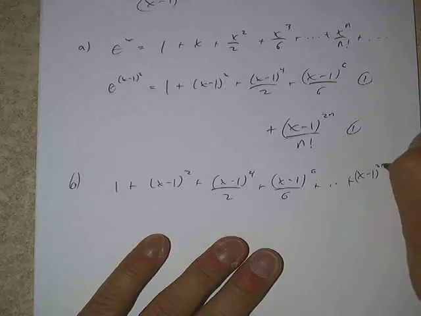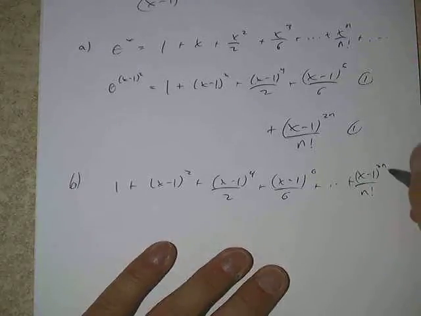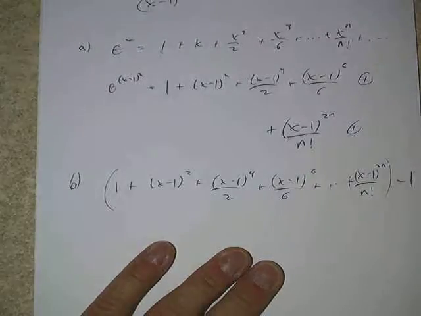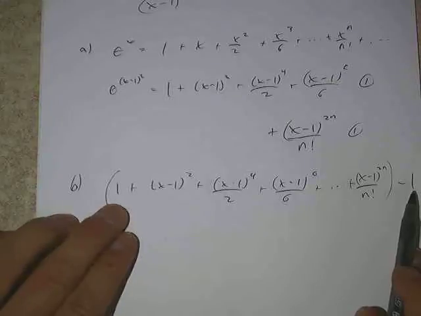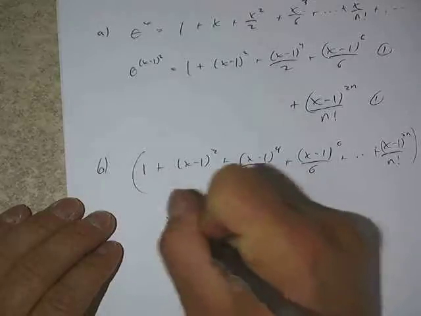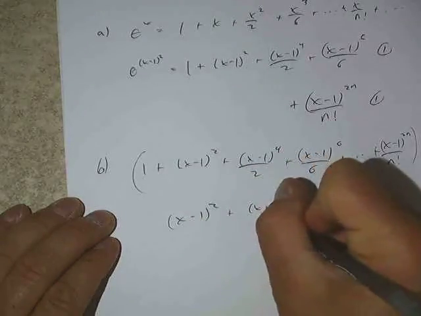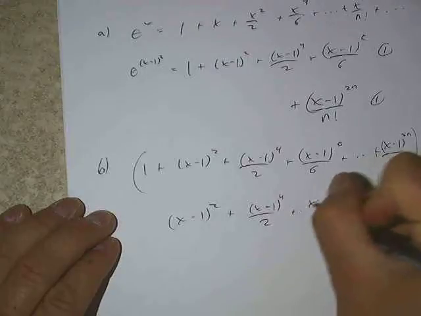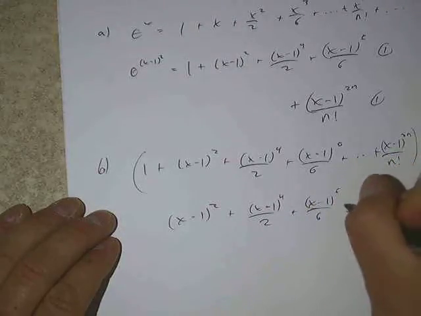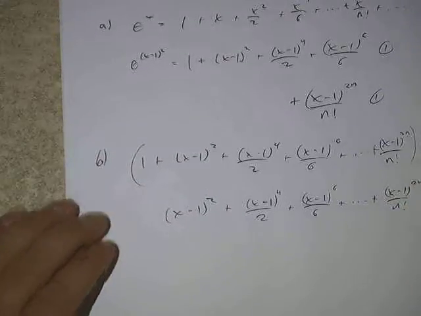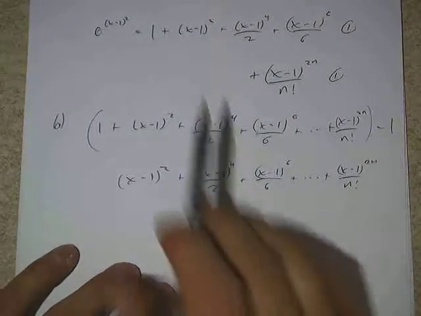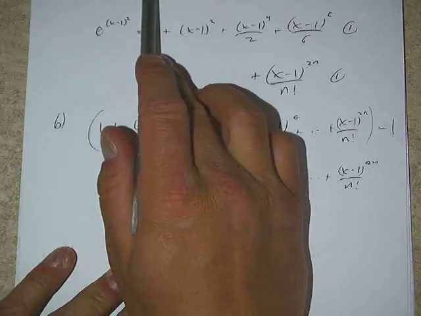Remember, that's what we're doing to get from this one to this one. We already have this one all set up. All we need to do to get this new one is take this whole thing, subtract 1, and divide by this. That's what we've done to our original Taylor series. So let's see how that would look then. I'm going to take 1 plus (x minus 1) squared plus (x minus 1) to the 4th over 2 plus (x minus 1) to the 6th over 6, and so on, and keep in mind it goes to the general term, (x minus 1) to the 2n over n factorial.